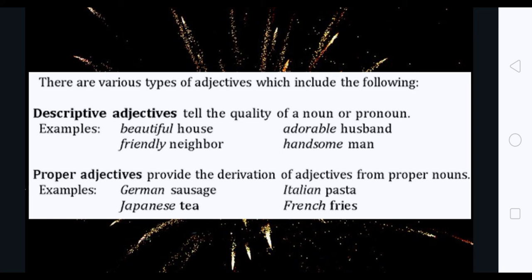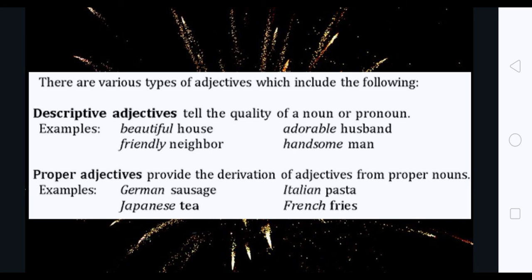For the first type of adjective, descriptive adjective, from the term itself, descriptive, describe. What can you say about the house? It's beautiful. What can you say about neighbor? Friendly. Husband? He's adorable. Man? He's handsome. And it only starts with small letters.